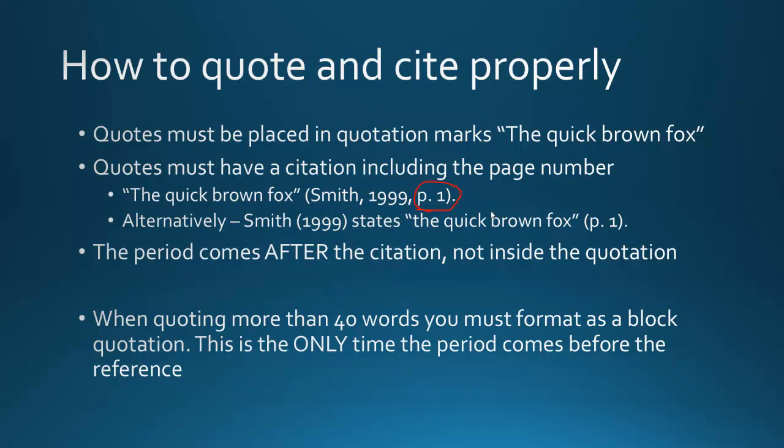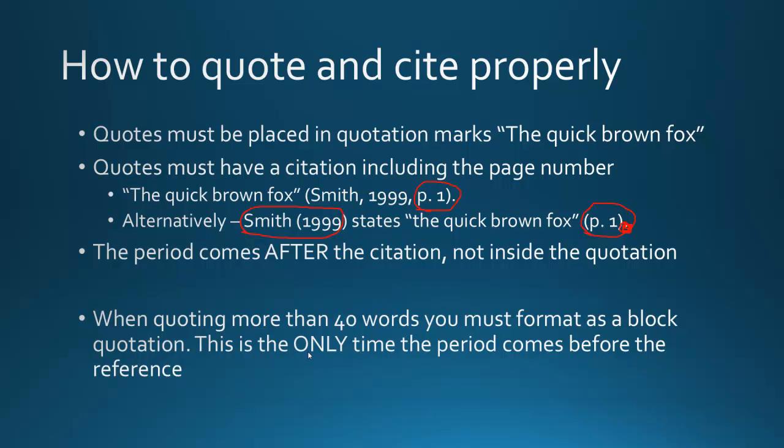There are 2 ways to quote. Again, you can do that lead-in citation thing. You can do Smith 1999 states, and this is a fake quote, the quick brown fox. You will recognize the quick brown fox. It was developed long ago, and so I'm faking the author and the year and the page number. But again, you can use that lead-in, and then at the end, you don't have to restate Smith 99, you just put the page number at the very end. And notice that the period comes after the parentheses, not inside the quote.